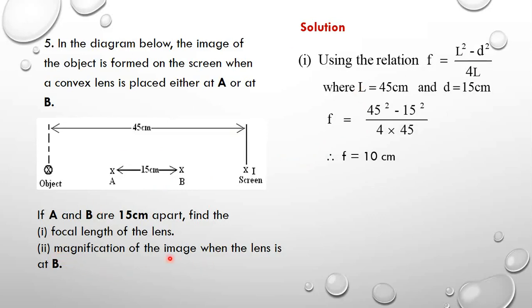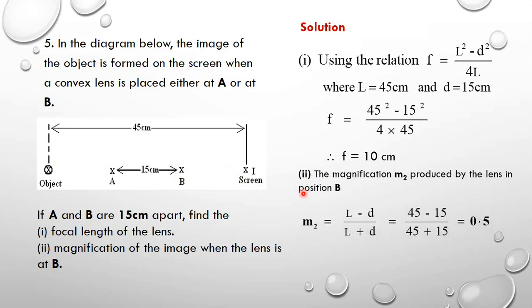Then also remember the magnification. We had derived the magnification when it is at B, where this is the image distance and this is the object distance. Using the formula, for the second case the magnification was L minus D over L plus D, which is 45 minus 15 over 45 plus 15, which gives us 0.5. You can as well work this out from first principles, or if not, you just use the formula.